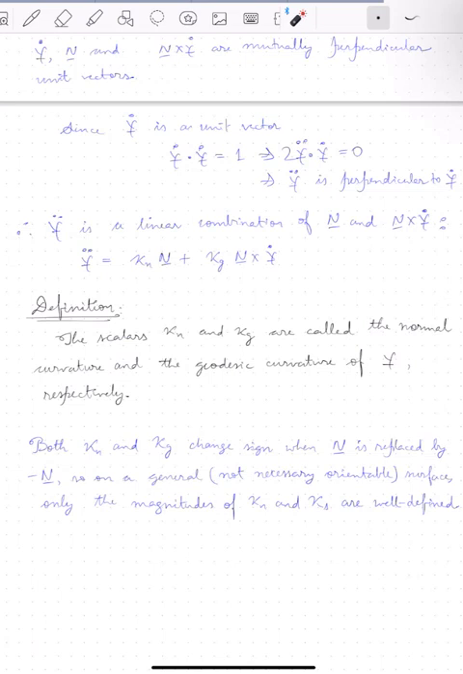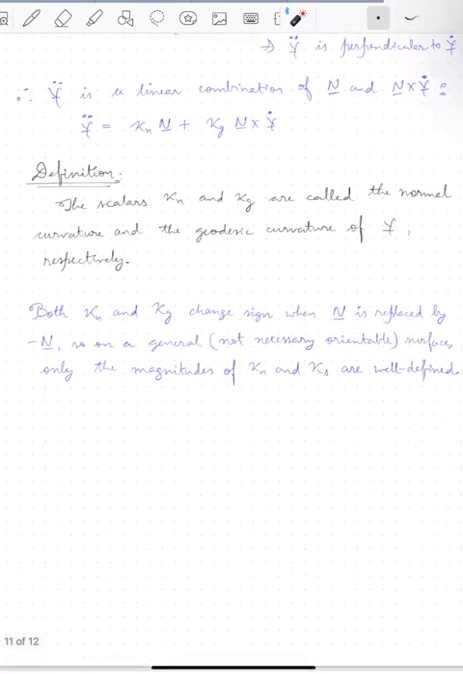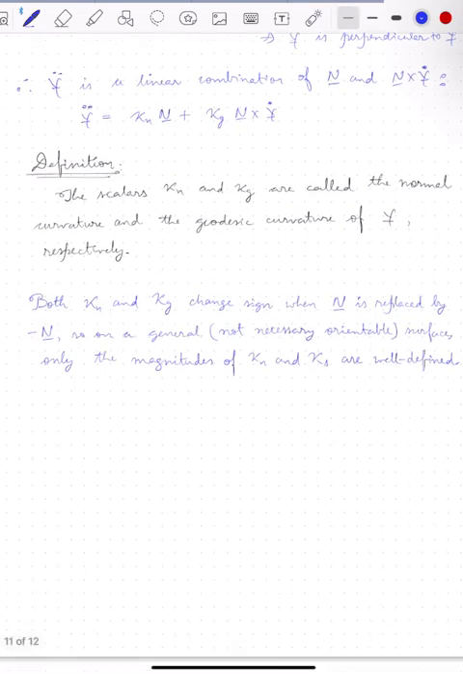Then we talked about a definition: the scalars kappa n and kappa g are called the normal curvature and the geodesic curvature of gamma, respectively. Now both kappa n and kappa g change sign when the n vector is replaced by minus n vector, which is very obvious from here. So on a general surface, only the magnitudes of kappa n and kappa g are well defined.